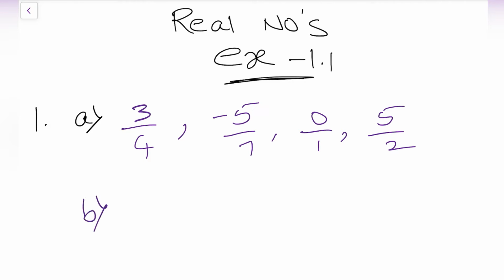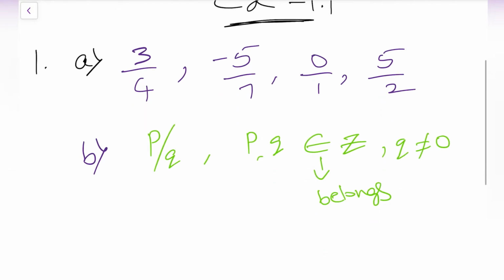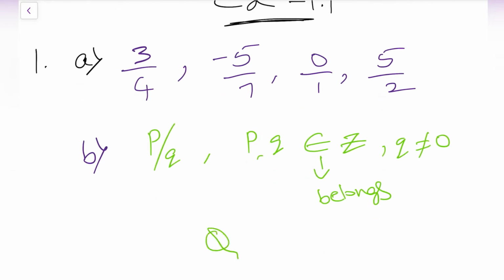Next, in the first bit, the second option is there. In that he is asking, explain rational numbers in your own words. So the rational numbers are the numbers which we are able to write in the form of p by q, where p and q both are integers and q is not equal to 0. This symbol indicates the belongs-to symbol. It means p and q both belong to integers. And these rational numbers are represented with capital Q.